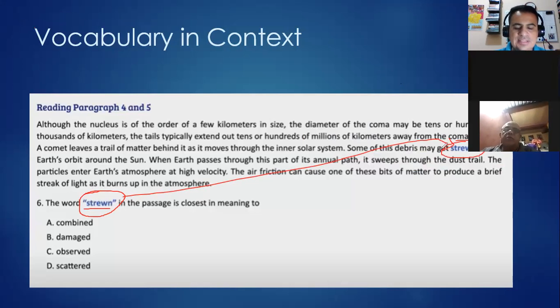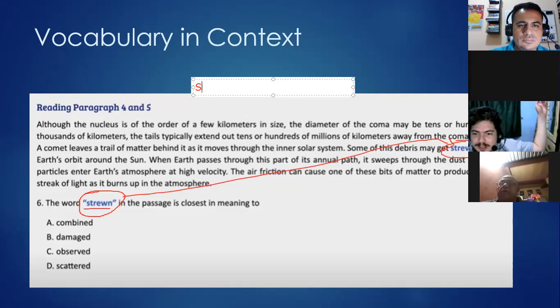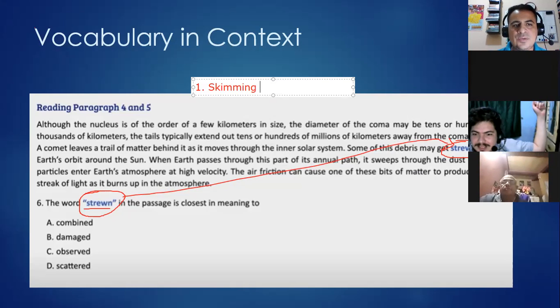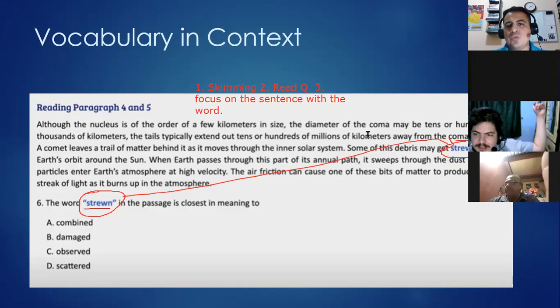¿Cómo responderían ustedes? Es decir, ¿qué estrategia usarán? What would you do? In this case, skim, and only read the sentence where the word is used. That's where you get the whole meaning. Correct. Yo siempre hiciera skimming to understand the main idea, right? Right, and then step number two, read the question, obviamente. And step number three, focus on the sentence with the word. That's what I would do.